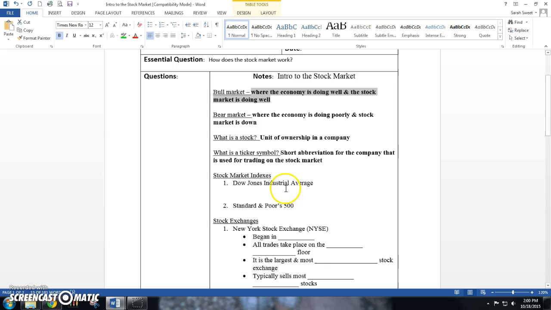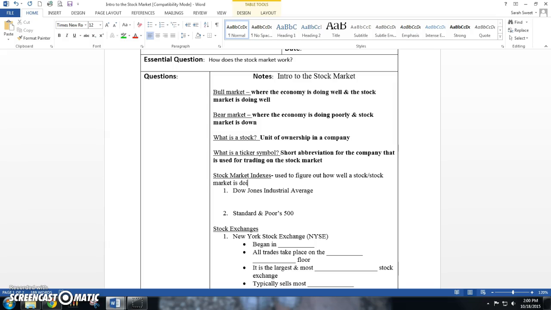So we're going to talk about a couple of things that kids kind of get confused. These are the differences between the stock market indexes as well as the stock exchanges. Okay, so the exchanges are where the stocks are actually sold. The indexes are used to figure out how well a stock is doing. Let's type that on there real quick. Used to figure out how well a stock or a stock market is doing.